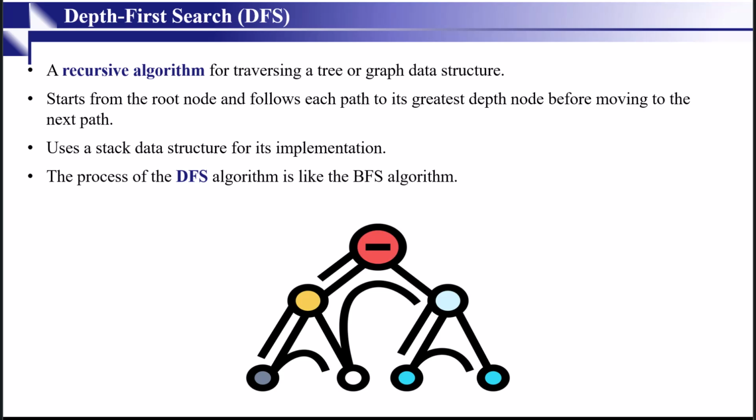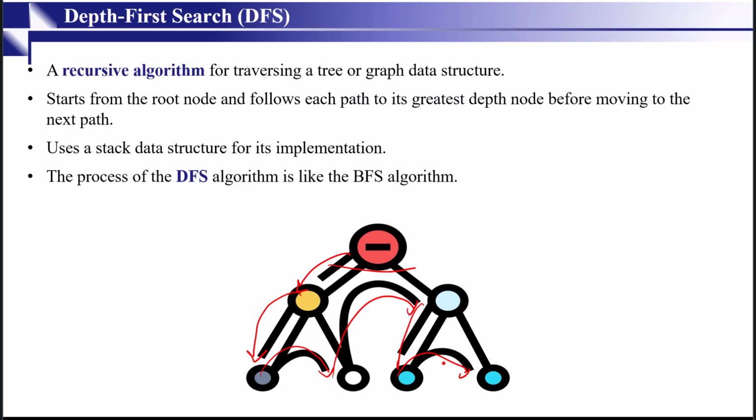DFS is a kind of recursive algorithm, and we use it to explore a tree or even a graph data structure. The process begins at the root node, and we follow each path as deep as possible before backtracking to explore other paths. As you can see here, first we go to this one. In BFS, we go to the blue one, but here we go to this one, right? Next, we go to this one, then this one, then here. This is how DFS works, and it is different from BFS.